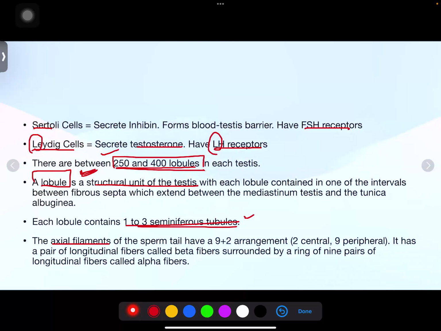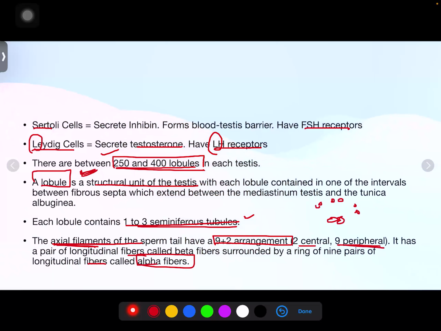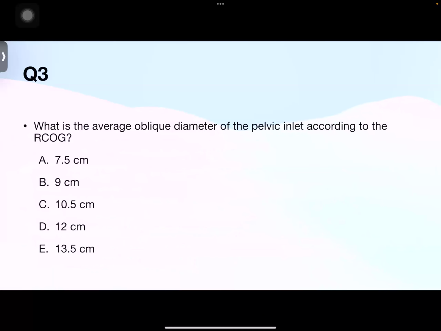There's also an important structure of the sperm tail, that is the axial filaments of the sperm tail, and its arrangement is 9 plus 2. So basically the 9 are peripheral and 2 central, the axial filaments are arranged like this. It has a pair of longitudinal fibers, the central fibers, surrounded by a ring of 9 pairs of longitudinal fibers. Okay, so this was just a brief description.